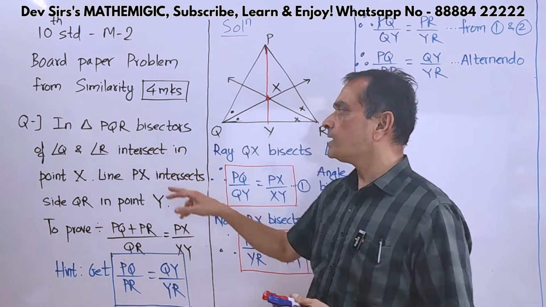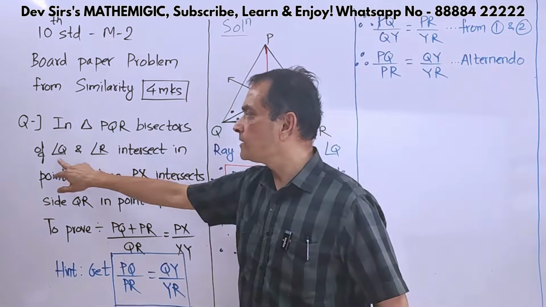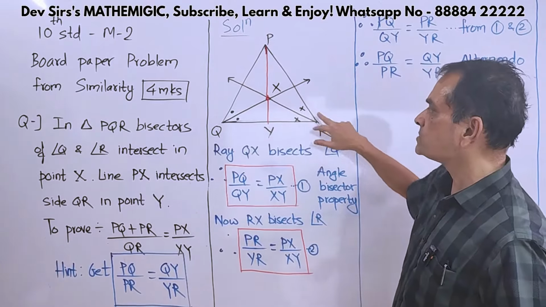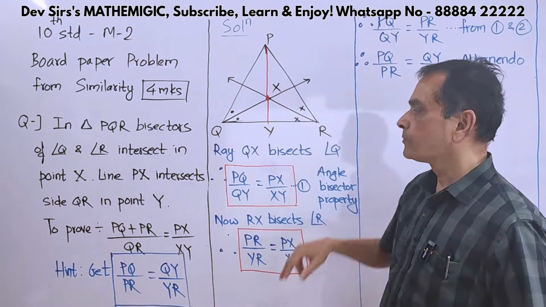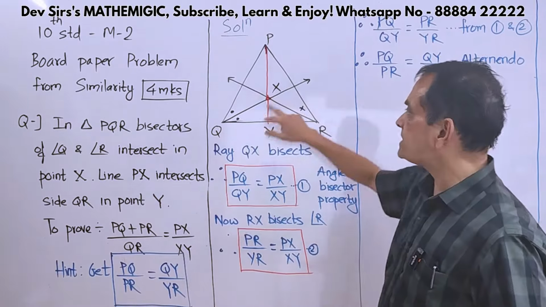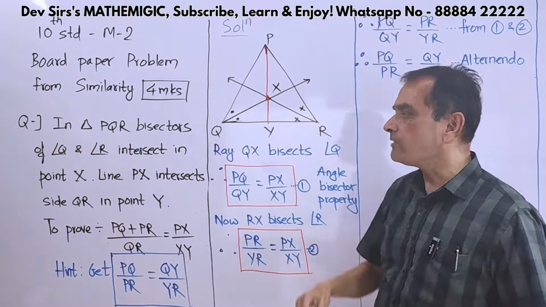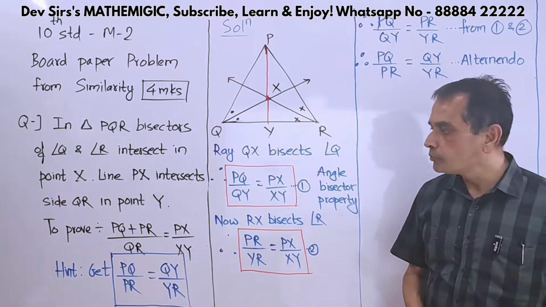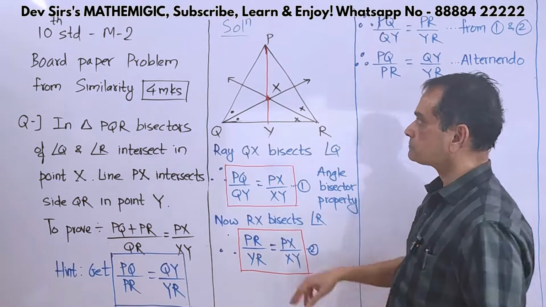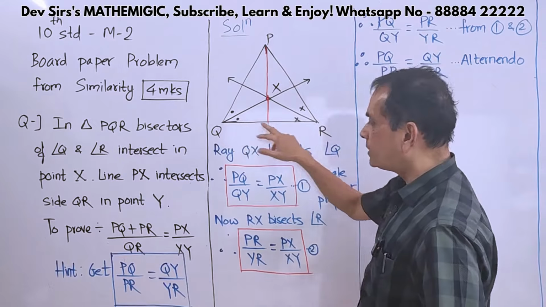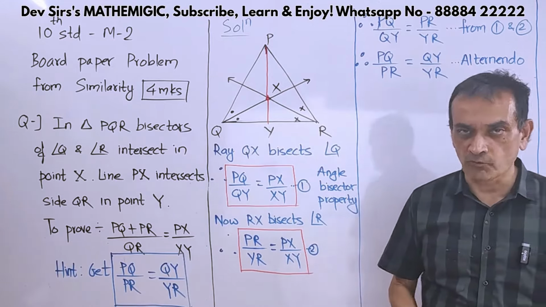In triangle PQR, bisectors of angles Q and R intersect in point X. Line PX intersects side QR in point Y. If you extend this, you get point Y over here. To prove: PQ plus PR upon QR is equal to PX upon XY. That is what you have to prove.